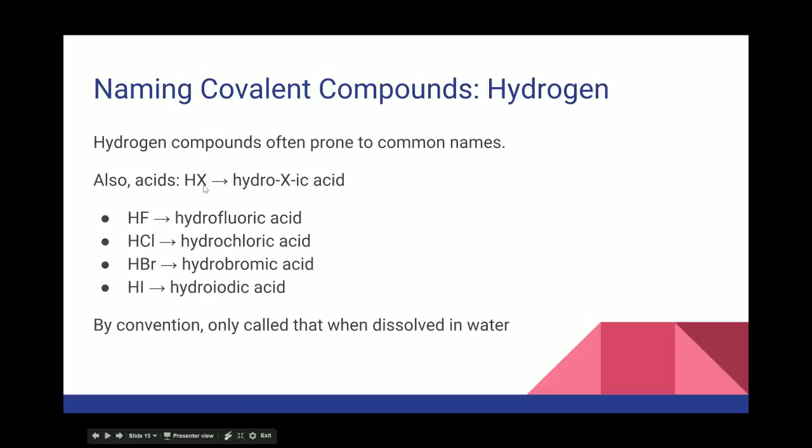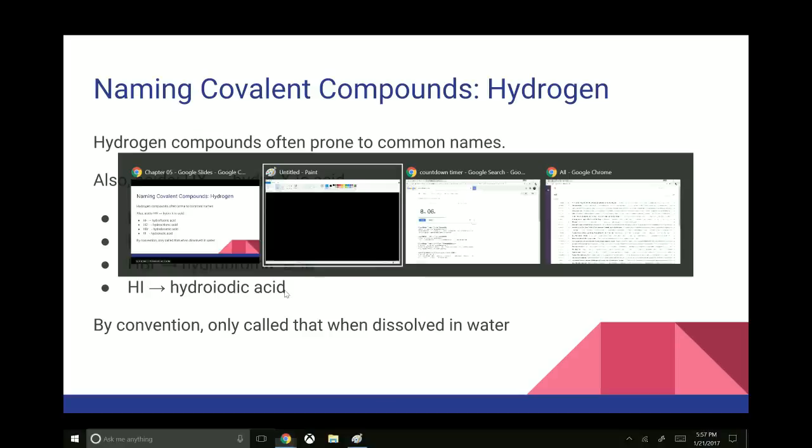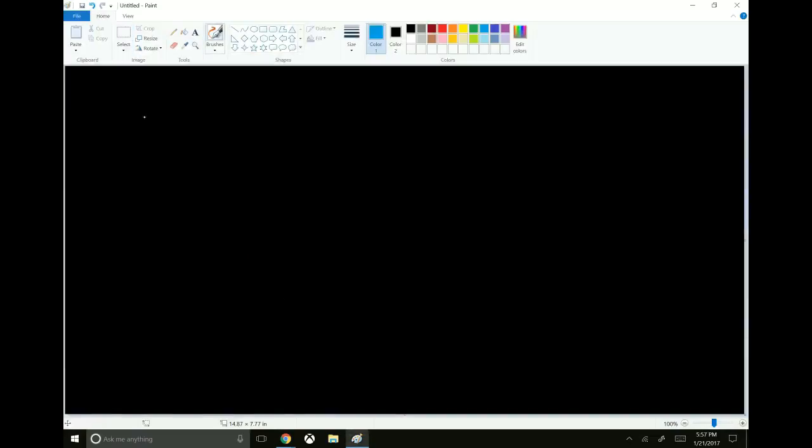Hydroblankic acid. Okay, X is often used for the halogens. But this trend works for other elements as well. So HI becomes hydroiodic acid. But you can also get this guy right here, H2S. This is a toxic gas. It is the stench of rotten eggs. It's also bad for you. It's toxic. When it's a solid, it is rather straightforward hydrogen sulfide, not dihydrogen sulfide, just hydrogen sulfide.